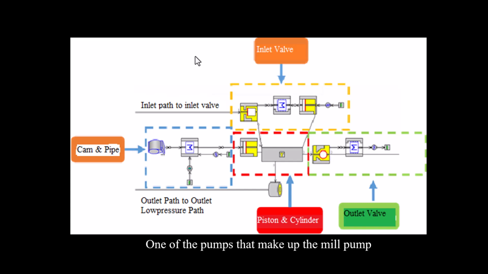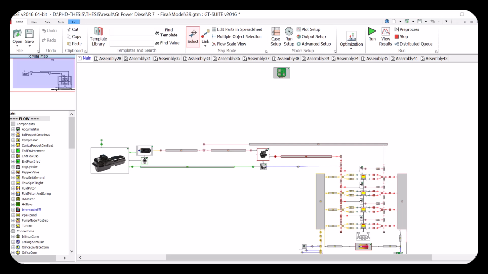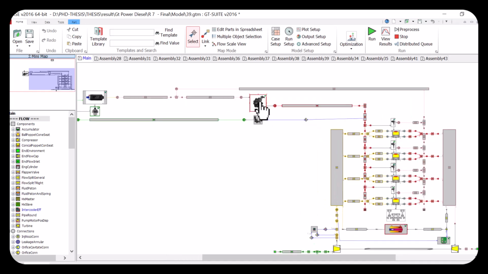Based on this explanation, I analyzed one of the fuel pump models in GT Suite to provide a clear understanding. And in GT Power, this is my high pressure pump, and this is the model of the engine that I designed in GT Power. And that's this pump.